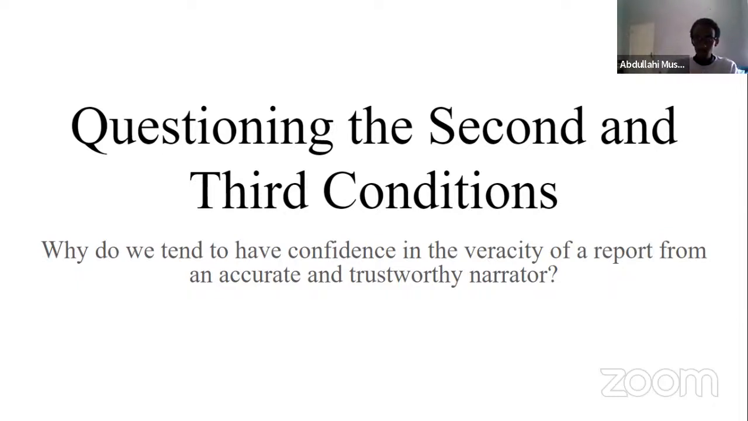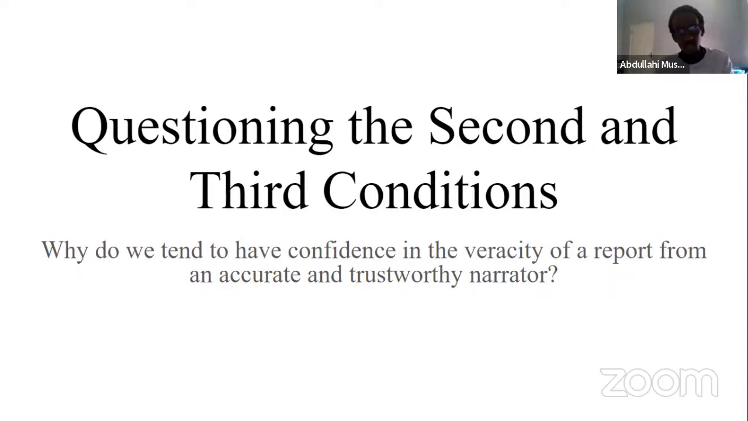Because there's a possibility of one or more people who have been omitted from the chain, and we do not know their integrity nor their accuracy, we reject that hadith or that report. So the problem with the disconnected chain is that we don't know the second and the third conditions of those people who have been omitted from the chain.